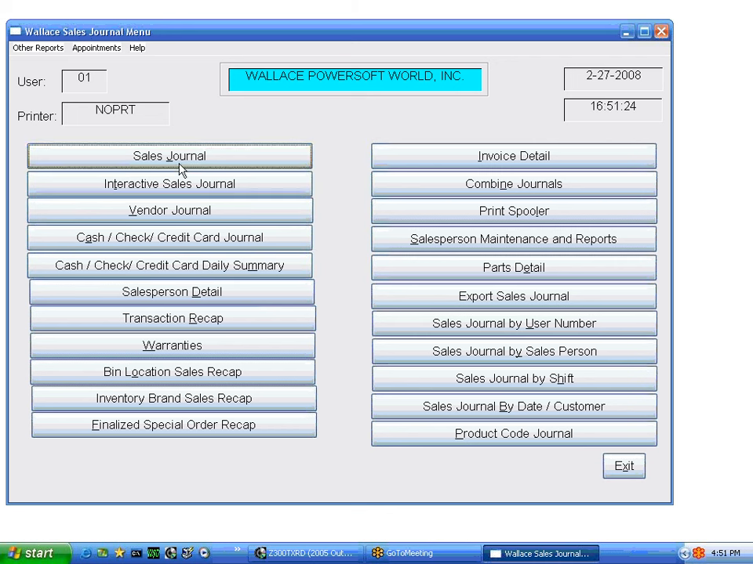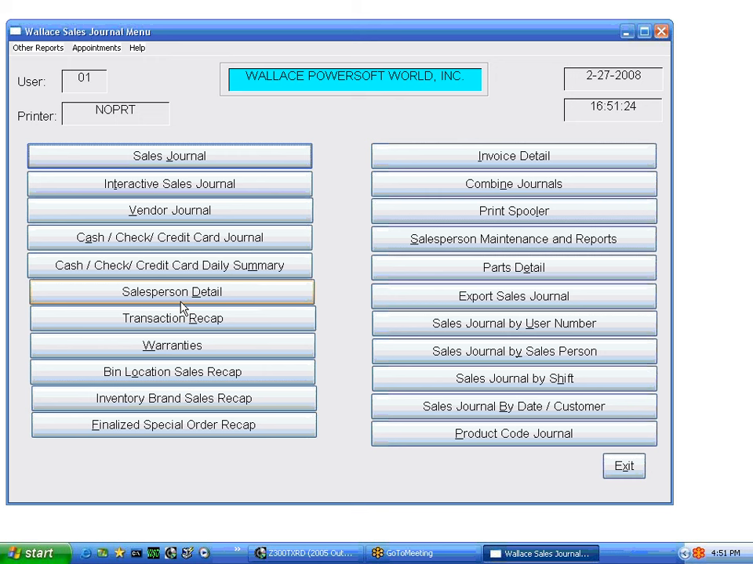Okay, what we've gone over is 3 different reports: sales journal, vendor journal, cash check journal. There are many other reports that will be going on more advanced levels. Those are the 3 that you really want to pay attention to. So go in, do some pot sales, take advantage of everything we've gone over on level 1.